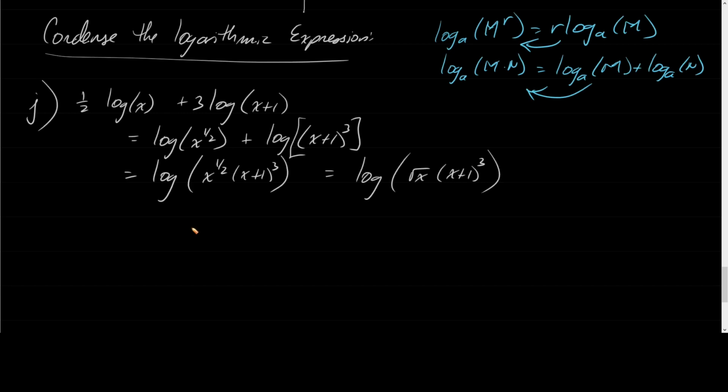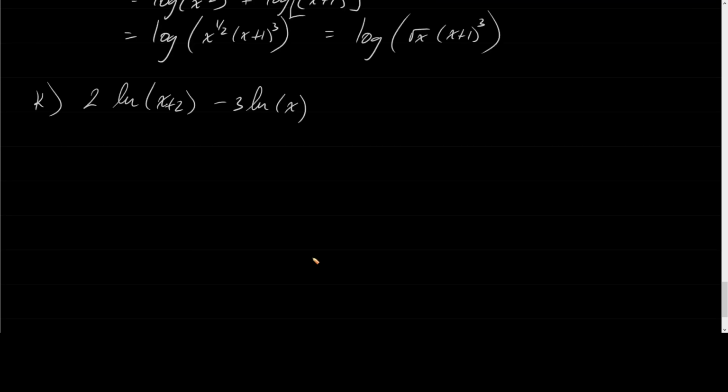All right, let's do another one. So that was j. Let's say that I have 2 times ln of x plus 2 minus 3 times ln of x. The very first thing I'm going to do here is apply the power rule again, and I'm going to say, well, this becomes ln of x plus 2 squared minus ln of x cubed.